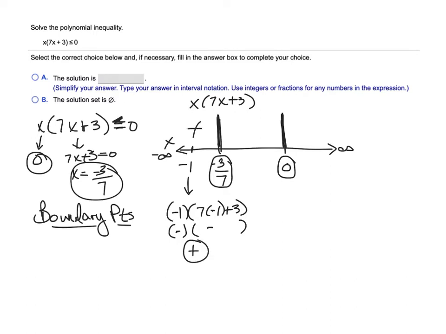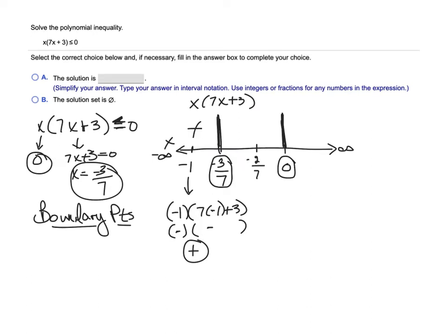I don't usually ever write the numbers that I'm plugging in. You can just do this pretty easily. If you plug it into the factored form, all you care about is whether it's positive or negative. So let's try something in between 0 and -3/7. It's kind of a pain because you can't pick a nice whole number, but I'm going to pick something in between, so I'll do -2/7.